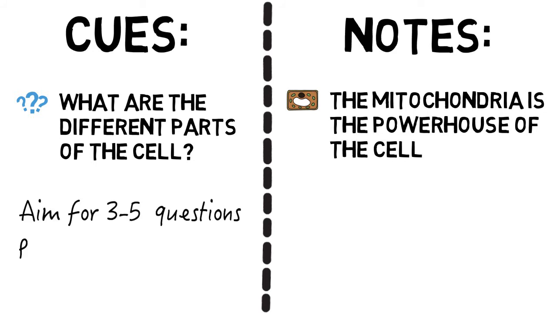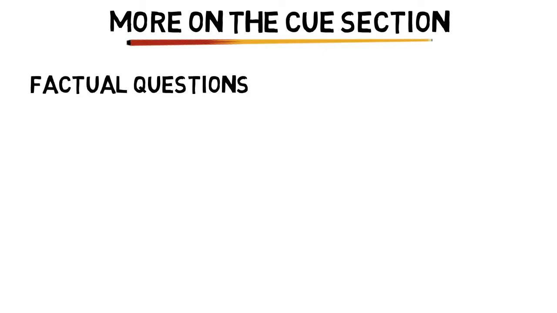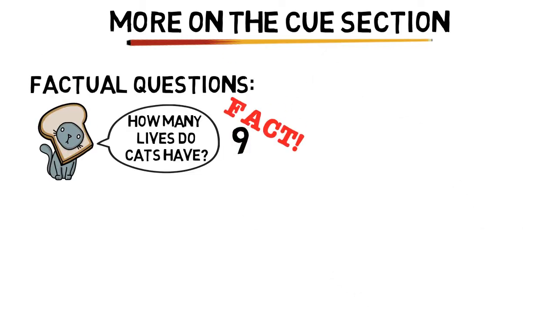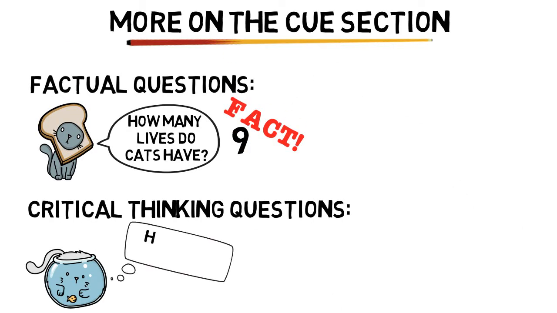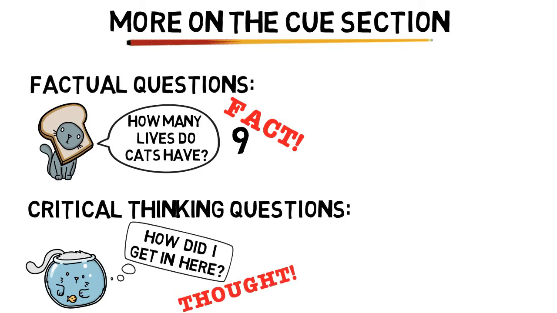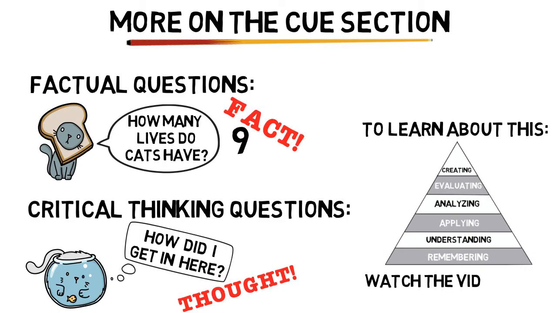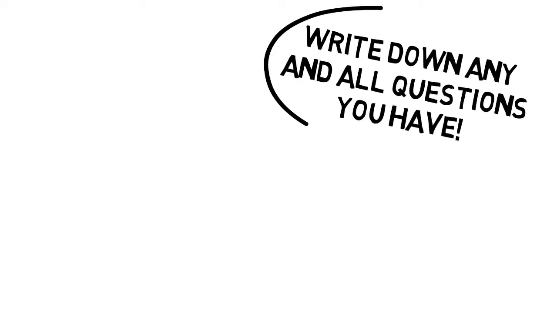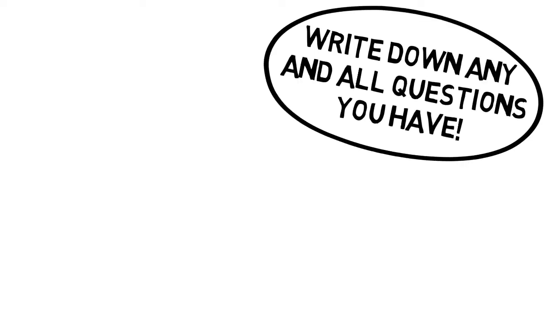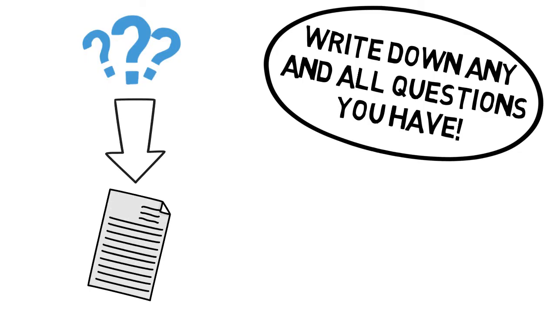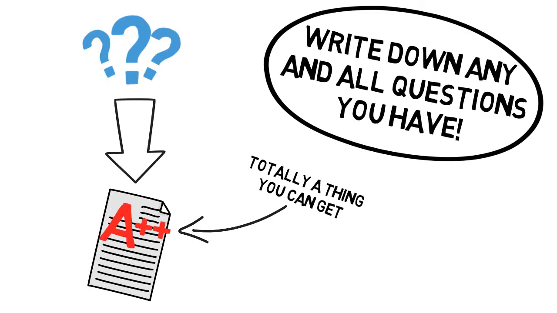The goal is to have 3 to 5 questions per page. These questions should vary from factual questions, such as the question we just created, to critical thinking questions as according to Bloom's revised taxonomy of cognition. To learn how to create these different types of questions, check out the video explaining Bloom's revised taxonomy. The Q section is also a good place to write down any questions you have about your notes so that you can follow up with an instructor. These questions will be valuable later when it's time to study for your exam.